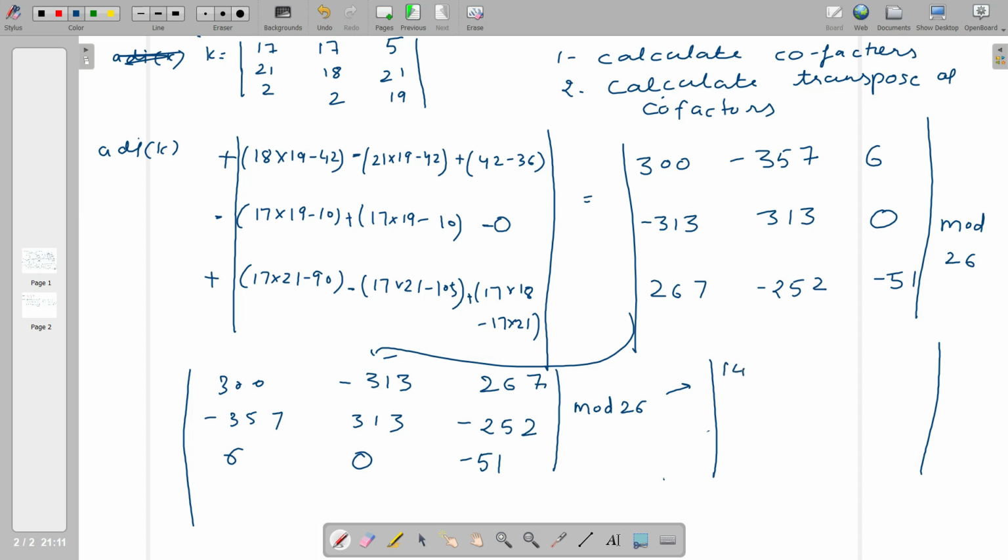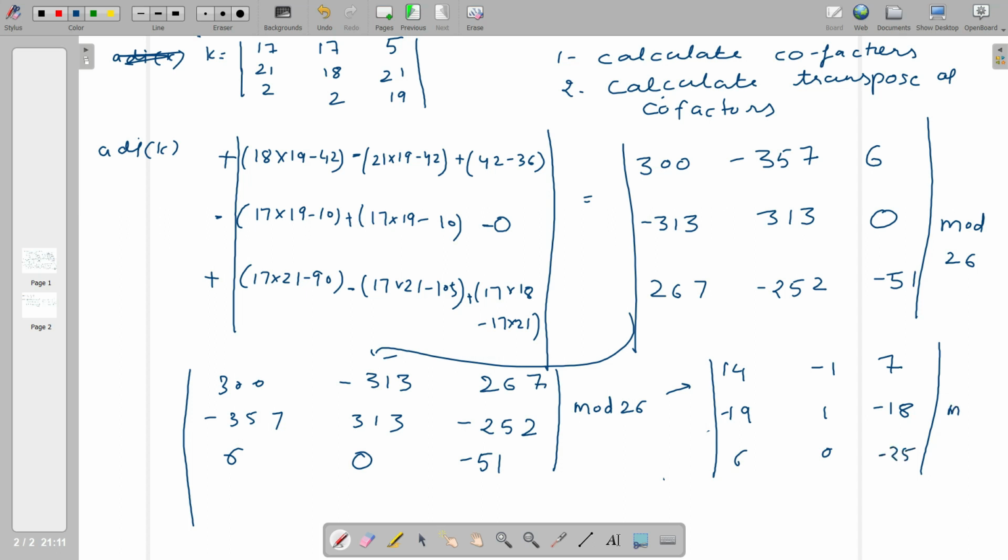For 300 it will be 14. For minus 313 it will be minus 1. For 267 it will be 7. For minus 357 it is going to be minus 19. Then it is going to be 1. Then again it is going to be minus 18. Then 6. Then 0 and minus 25.